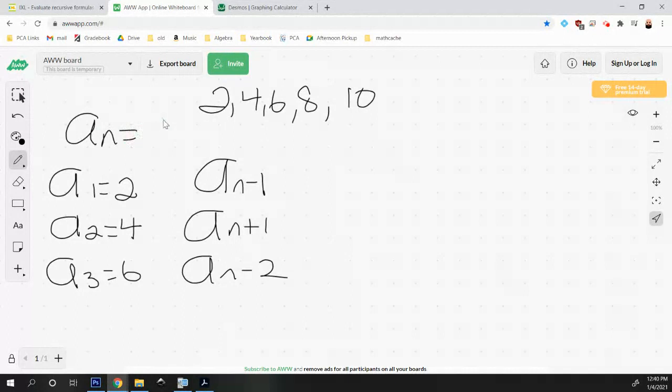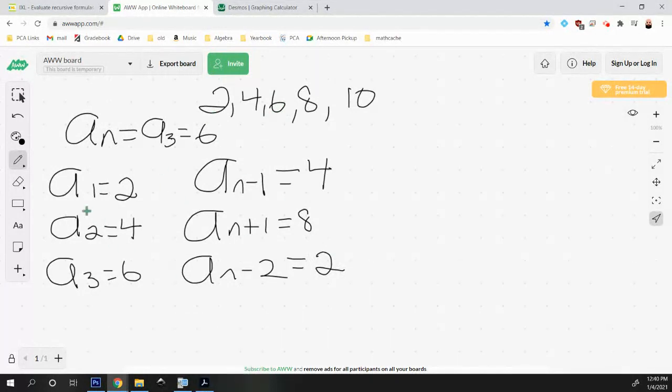So let's just say a_n was not actually a_n. Let's say a_n was a_3. Okay, the a_3 is 6. We already figured that out. a_(n-1) would be the one before it. Well, the one before it is 4. a_(n+1) would be the one after it. Well, the one after the 6, that's the 8. a_(n-2), that's the one 2 before it. So if 6 is it, then I go back 2 spaces, and the answer to that is 2.